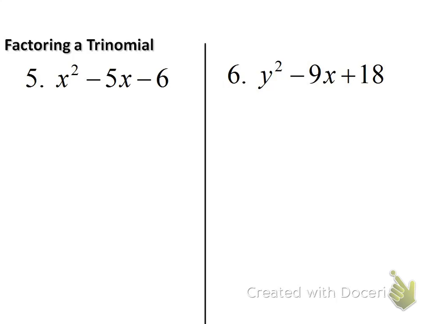Now, when your lead coefficient is a 1, these go super quick. What's my multiply number on number 5? What's my add number? Negative 5. Negative 6, positive 1. Yeah, negative 6 and positive 1, right? Negative 6 times 1 is negative 6. Negative 6 plus 1 is negative 5. Now I can write my binomials.